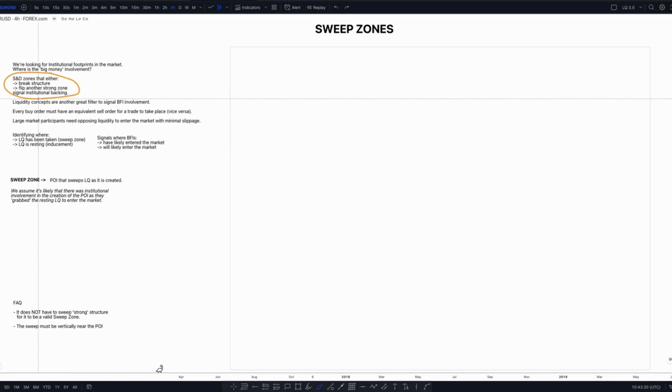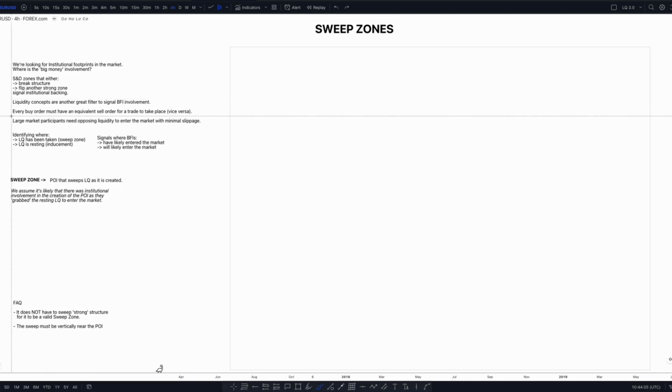So when we've been identifying that, it can hopefully signal that there was institutional backing in the creation of that zone. Liquidity concepts are simply another great filter to signal BFI involvement. BFI: banks, financial institutions. It's just another acronym in a space that's already overloaded with acronyms, but basically the big guys, right? Institutional involvement is what we're saying. So it's another way we can apply these liquidity concepts to what we've already been looking at, as another tick in the box that potentially there was big money involved in that area.